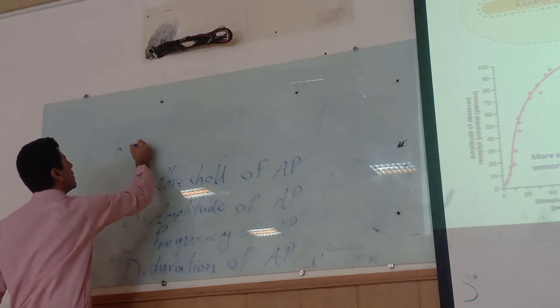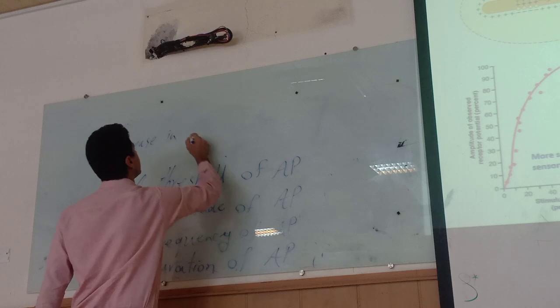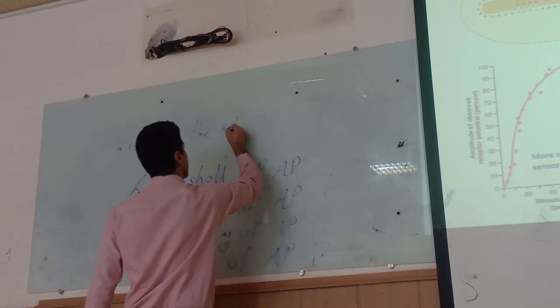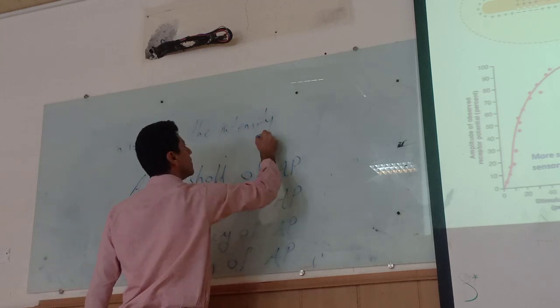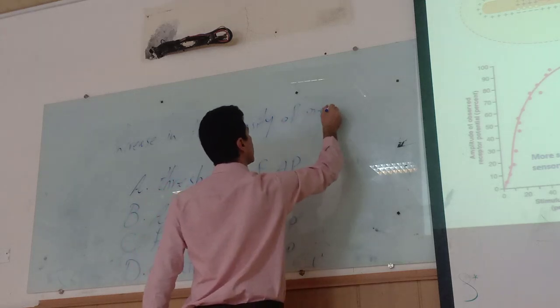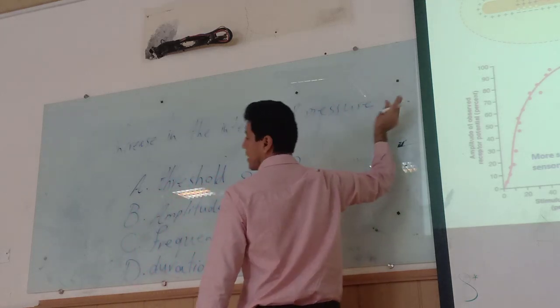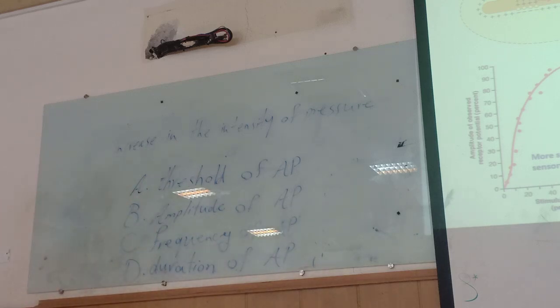Increase in the intensity of pressure in a Pacinian corpuscle. So in a Pacinian corpuscle, which one increases by increasing the intensity of pressure? Amplitude, sir. Frequency. Amplitude. All of you agree with this? Amplitude, sir. All got it right.